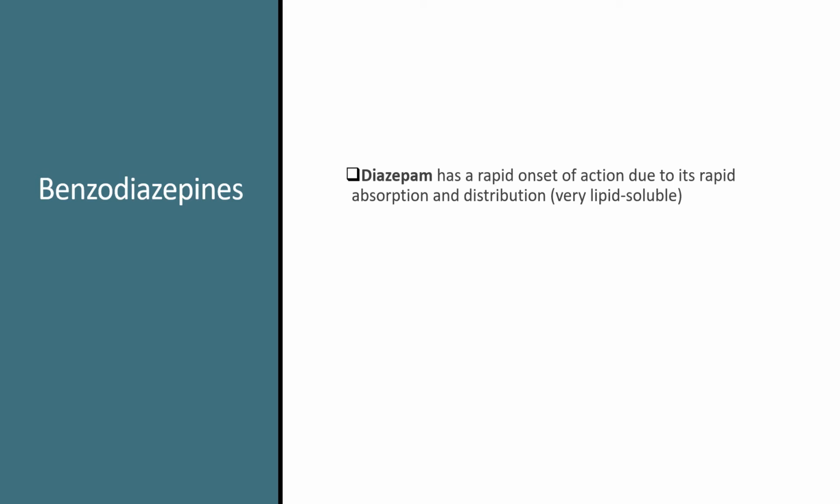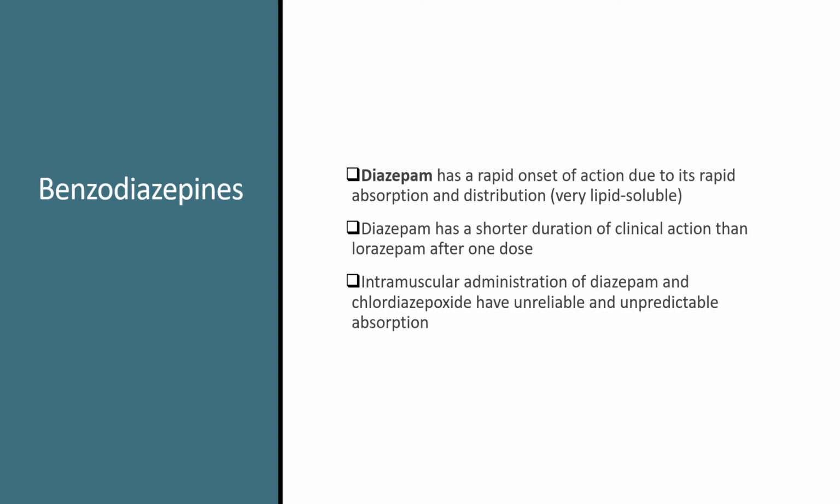So diazepam has a rapid onset of action due to its rapid absorption and distribution. Diazepam, which is Valium, is very lipid soluble. Interestingly, like I had mentioned before, although diazepam or Valium has a very long half-life, it has a very short duration of action, and actually it has a shorter duration of action than lorazepam after one dose. Intramuscular administration of diazepam and chlordiazepoxide have unreliable and unpredictable absorption. In other words, we usually don't give intramuscular diazepam or Librium, which is chlordiazepoxide, because it's a pharmacokinetic mess, is what I call it.